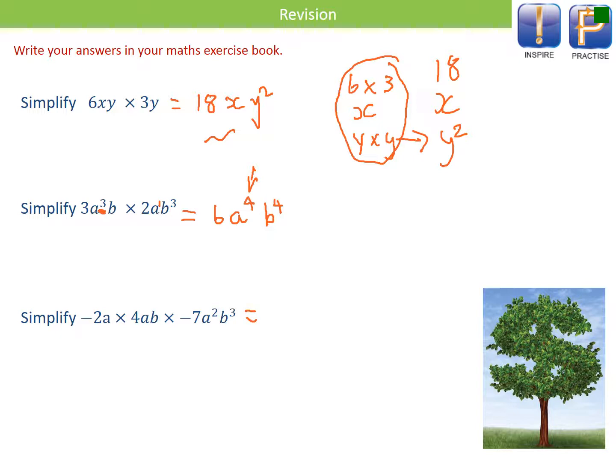And we can do the same with this one. Negative 2 times 4 is negative 8. Negative 8 times negative 7. 2 negatives make a positive. 4 sevens, 28. Oops, 28. That's better. And how many a's have I got? That's a to the power of 1, a to the power of 1, and a to the power of 2. So that's a to the power of 2 plus 1 plus 1, which is 4, b to the power of 4. All right, that's very quick. You need to go back and look at the previous work if you're not sure about that one.